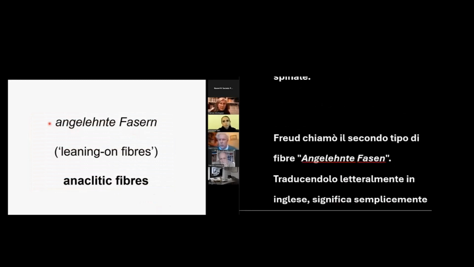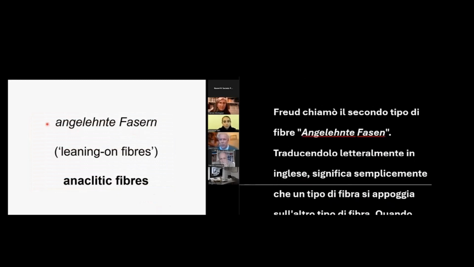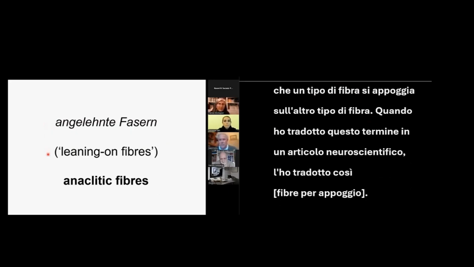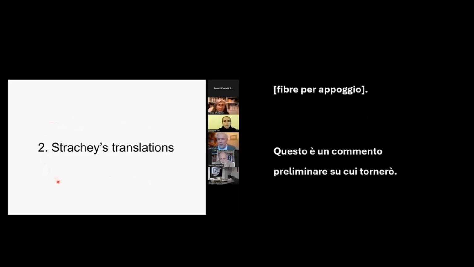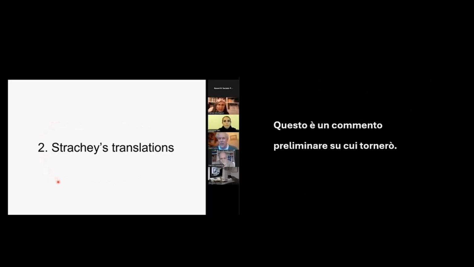So Freud called the second type of fibers angelernte Fasern. If you translate that literally into English, it just means that the one type of fiber leans on top of the other type of fiber. When I translated this term in Freud's neuroscientific article, I translated it like this. Now, that's a preliminary comment that I will come back to.